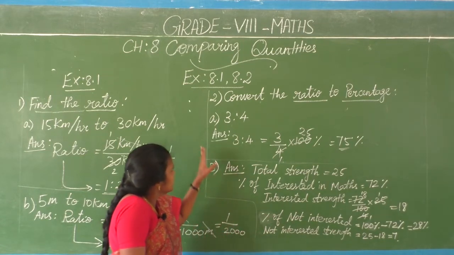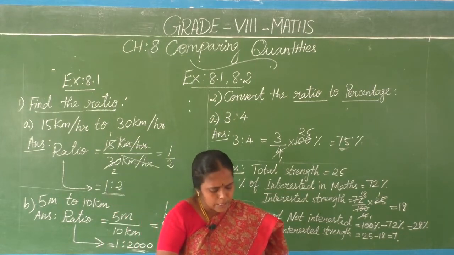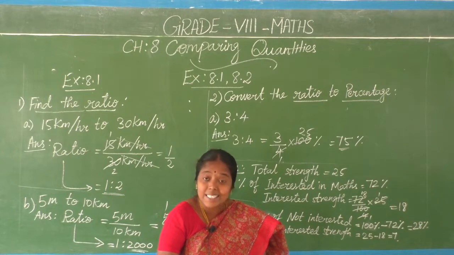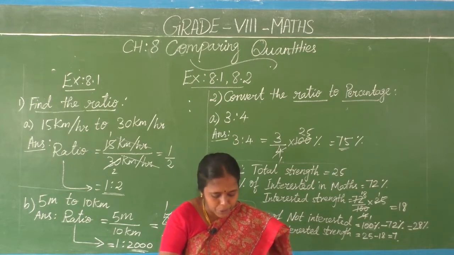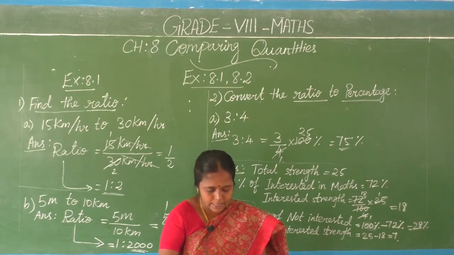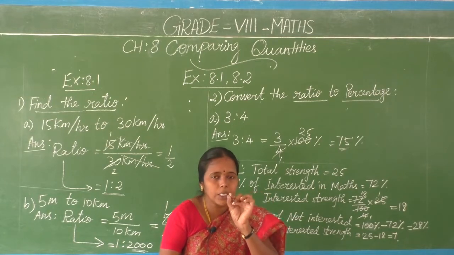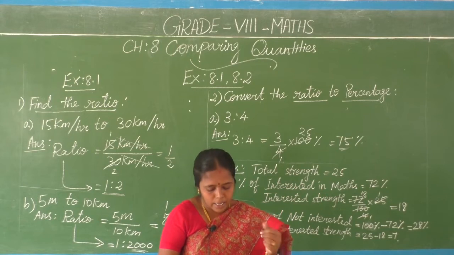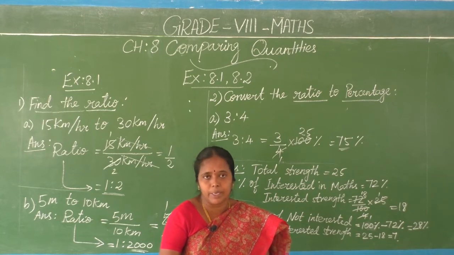Next, one more question is there, you try. Third question: 72% of 25 students are interested in mathematics. How many are not interested in mathematics? This is the question. The total strength is 25. Among the 25, 72% of them liked maths. This is the given matter. They are asking how many are not interested in mathematics. This we have to find out.